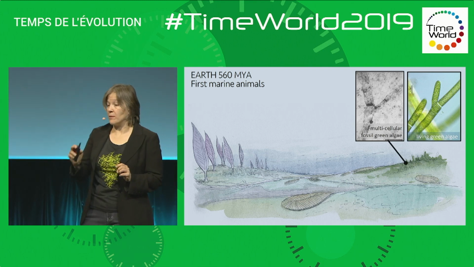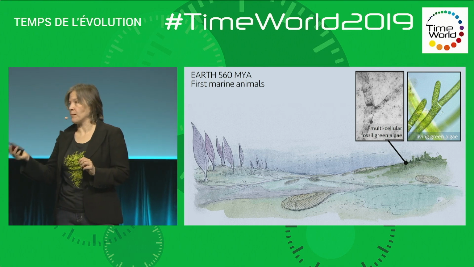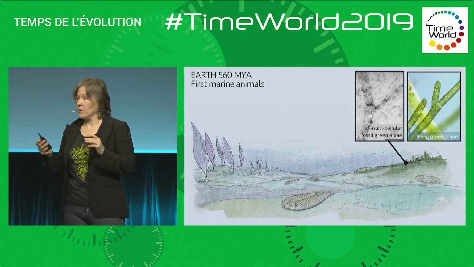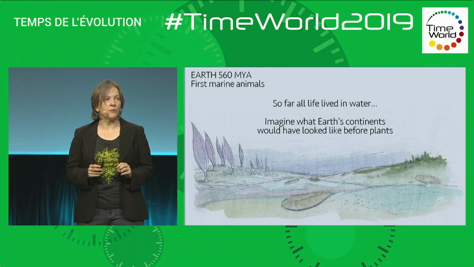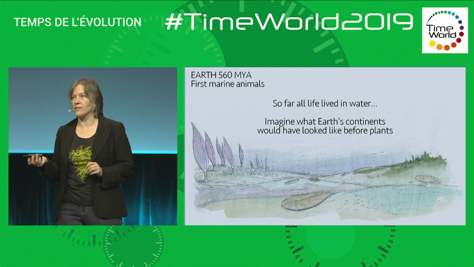Living green algae are important because that is the group where land plants came from, but we already include those in green plants. You see a fossil example as well, and you can see that they look a lot like the living one on the right. So far, all the life that has been described in all this time on our planet has lived in water. So you should imagine what the continents look like without plants on the continents.